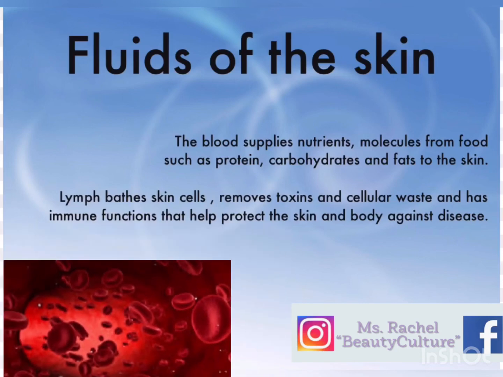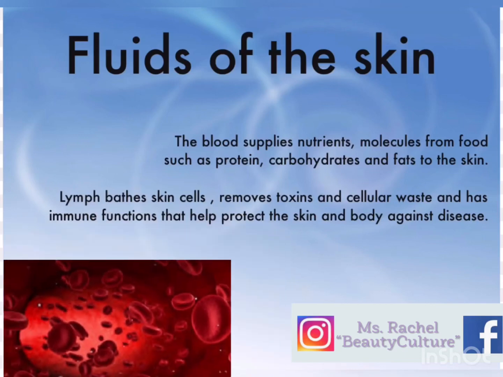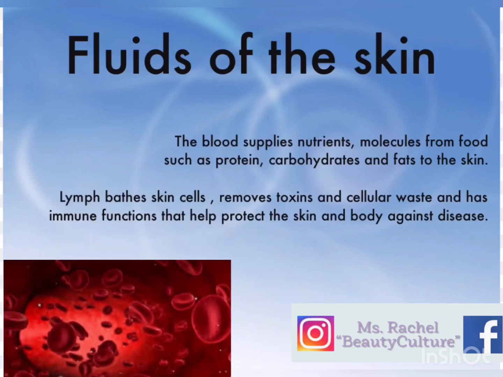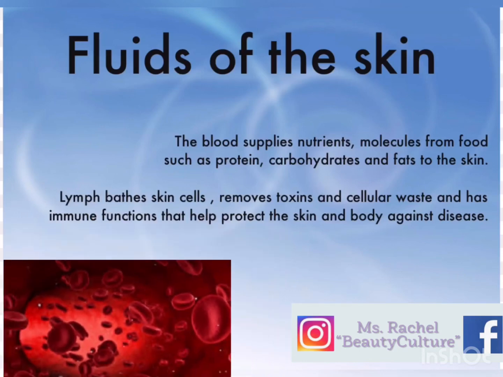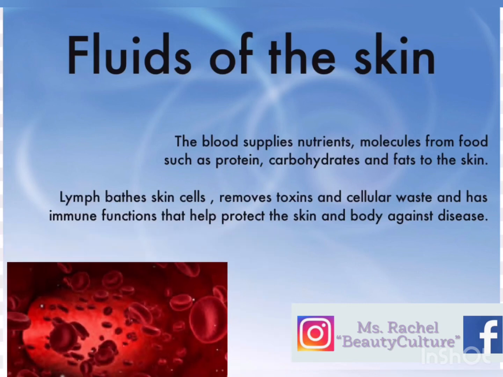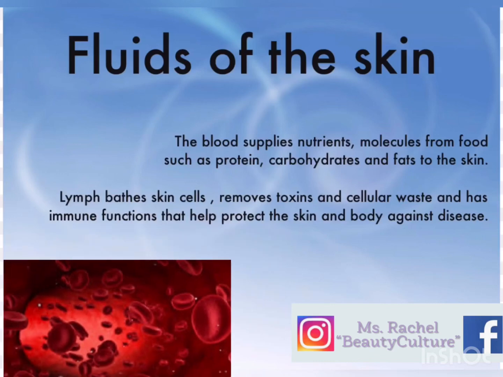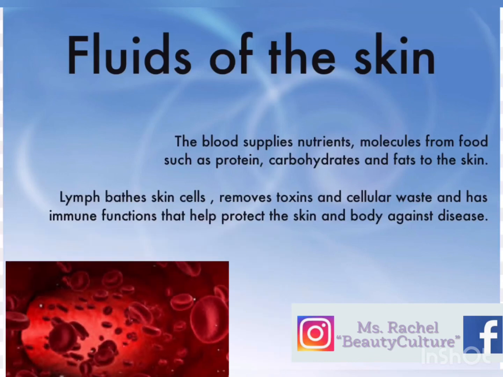Nutrients are molecules from food such as proteins, carbohydrates, and fats. These nutrients are necessary for cell life, repair, and growth. Lymph, the clear fluid of the body that bathes the skin cells, removes toxins and cellular waste, and has immune functions to help protect the skin and body against disease. Networks of blood arteries and lymph vessels in the subcutaneous tissue send their small branches to hair papillae, hair follicles, and skin glands.